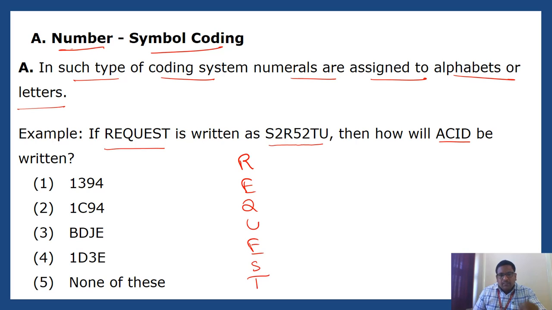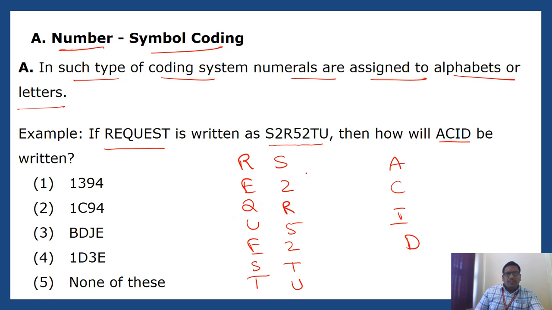REQUEST and respective code word: S2R52TU. Okay. Now I want you to find the code word for acid. So we have not experienced this kind of question before, where the code word has numbers as well as letters. Now let us see what we can understand from the given stuff.